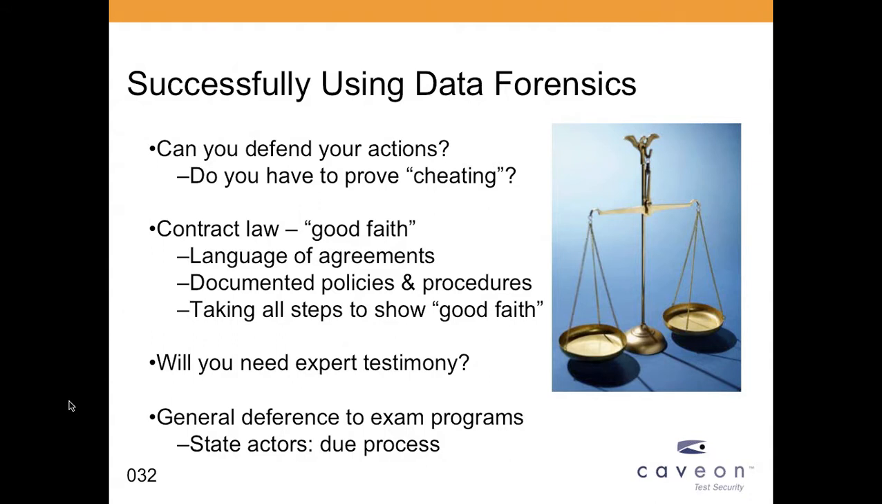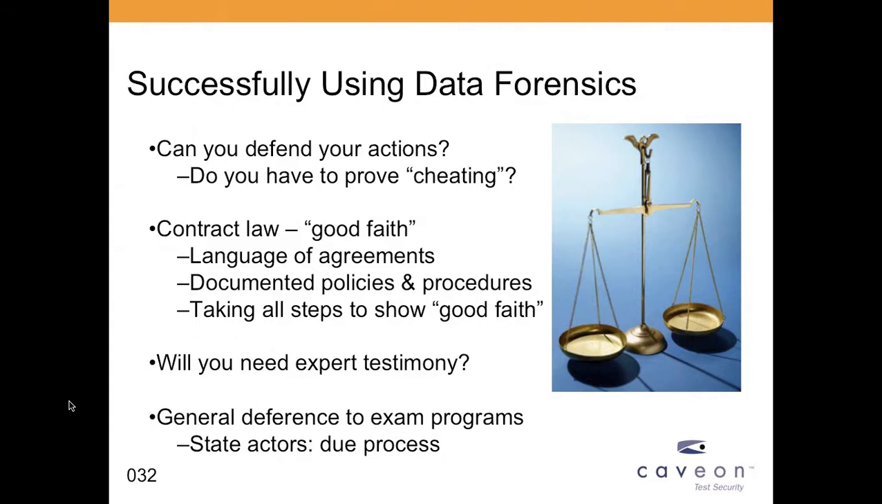So the court will look at the language of your agreement. Was the candidate on notice that you could invalidate their score? Was the candidate aware of potential consequences and prohibited behavior? Did you have documented policies and procedures that you followed and implemented? In other words, did you take all the steps necessary to show your good faith? That's generally what the courts will look to. In just a moment, we'll look at two very significant federal appellate cases where this has come up.